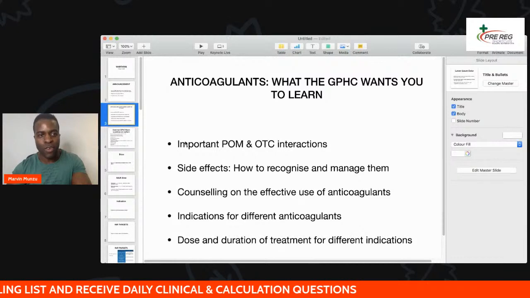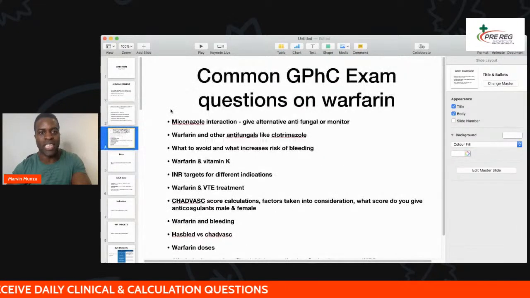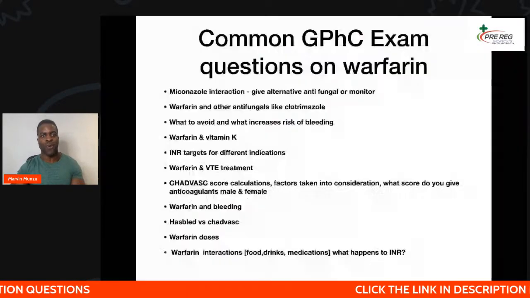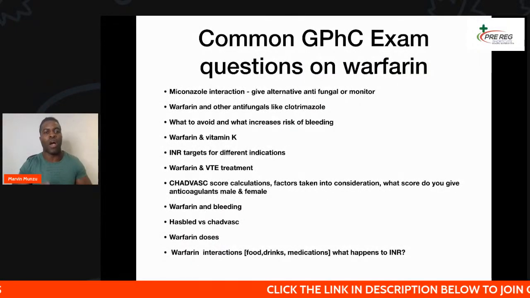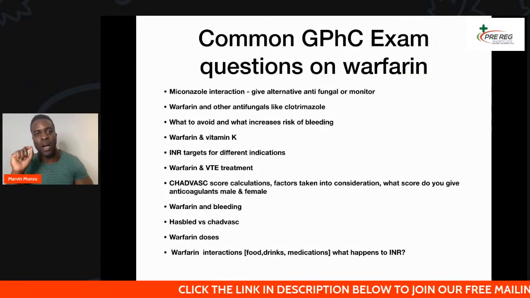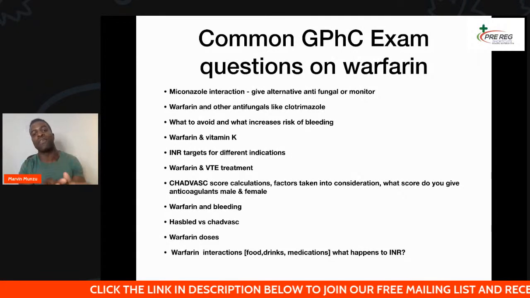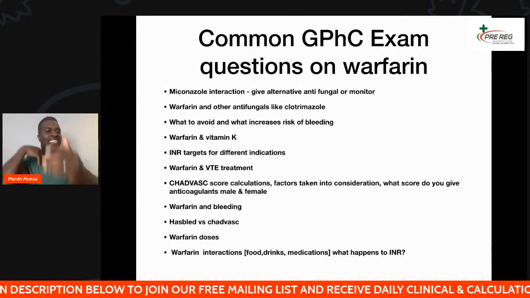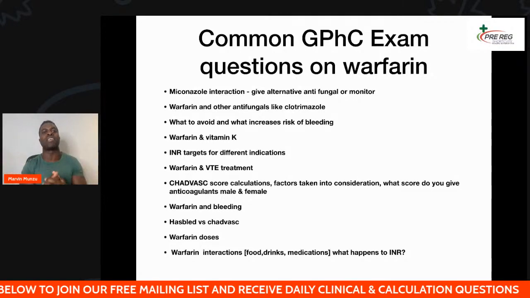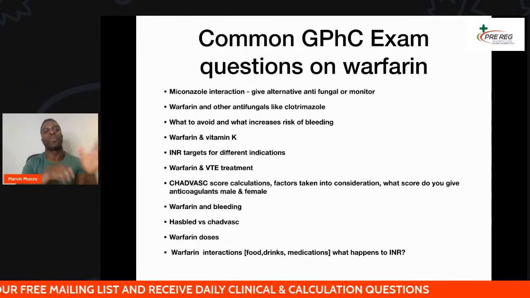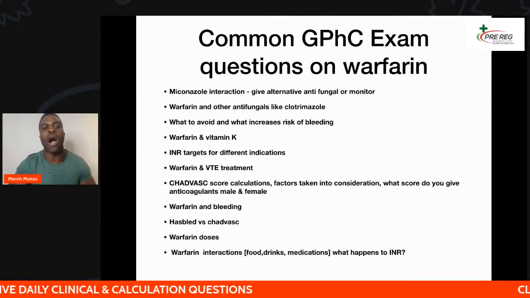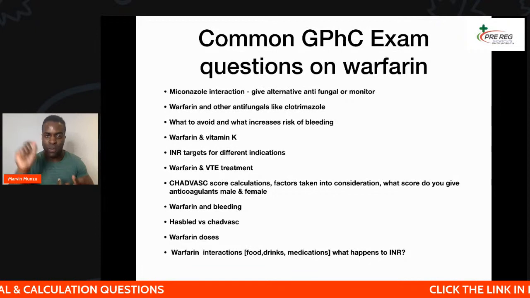So since I've got loads of threes, let me give you guys what it is. So come on, GPhC exam questions. Let me make this bigger for you because it's that important. So very important, the interaction between miconazole, specifically your oral miconazole, and warfarin, such an important interaction, is gaining a lot of popularity in the last few years because of the incident that happened with an old lady who passed away because she had a brain hemorrhage. So very important interaction to learn, that specific one.